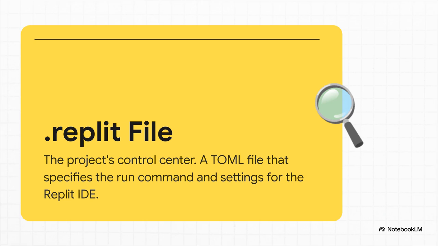First on the list is the .replit file. You can think of this as the project's brain inside of Replit. It's just a configuration file that tells the platform exactly what to do the moment you hit that big green run button. The language, the command, all of it. Outside of Replit, though, this file doesn't mean anything. Its job is handled by some standard tools we're going to cover in just a minute.